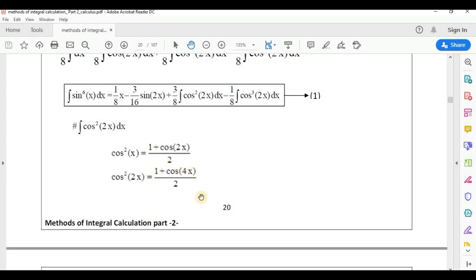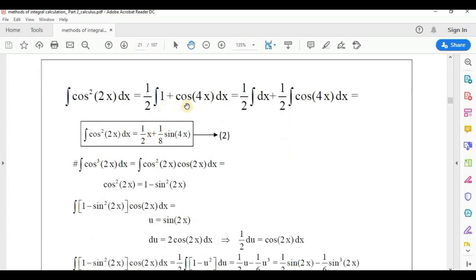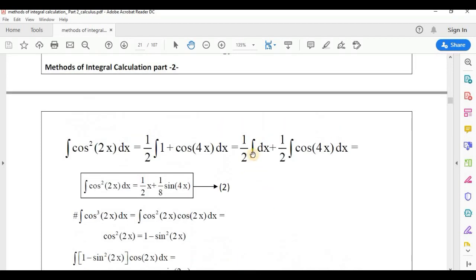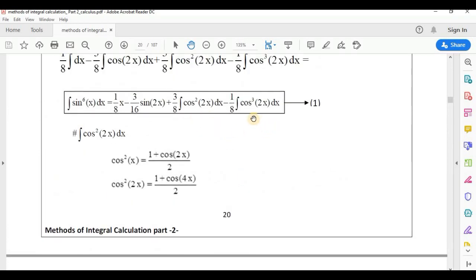Then we will substitute this value in the integral. After substituting the value, you will get this result. The integral becomes easy to solve. The integral for this part will become x, and the integral for cosine will become sine. And this is equation number 2. We already solved this one, and let's go solve the other remaining integral.